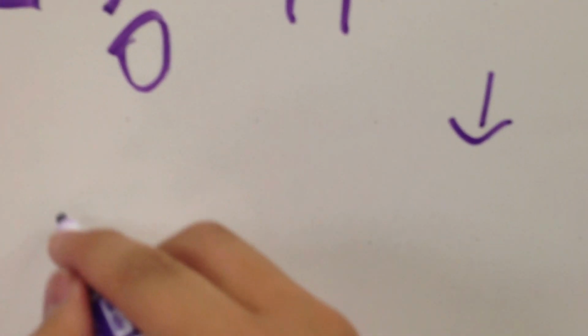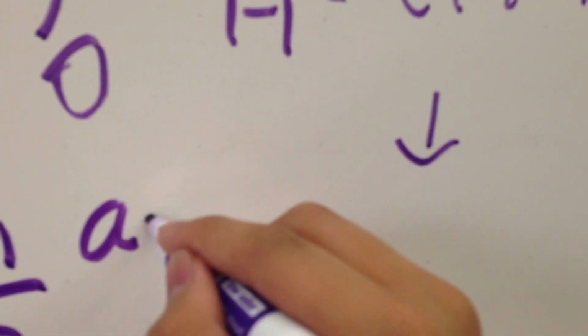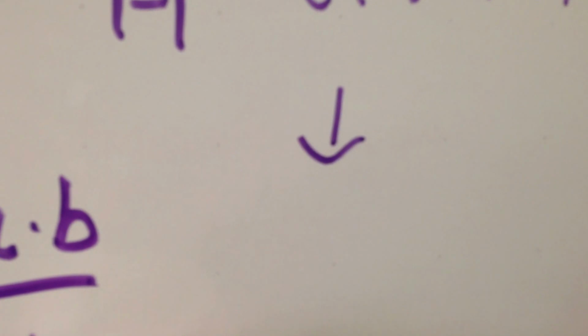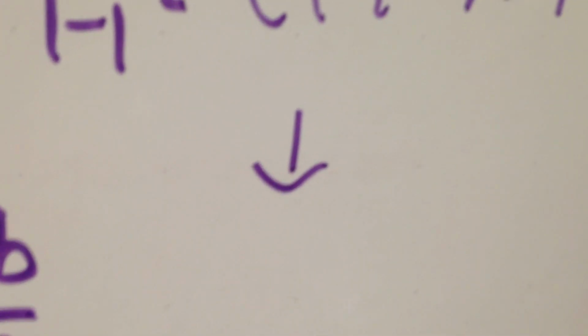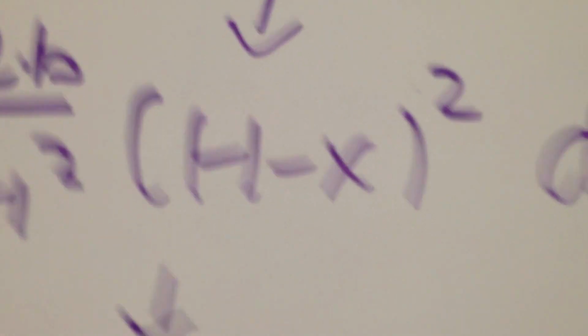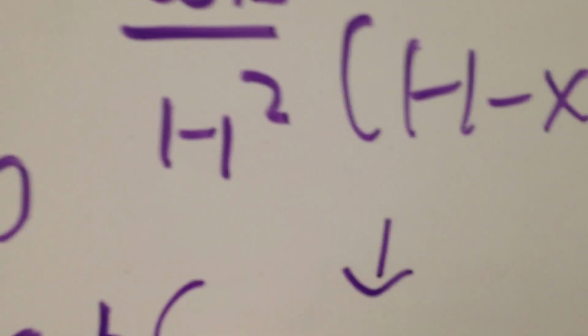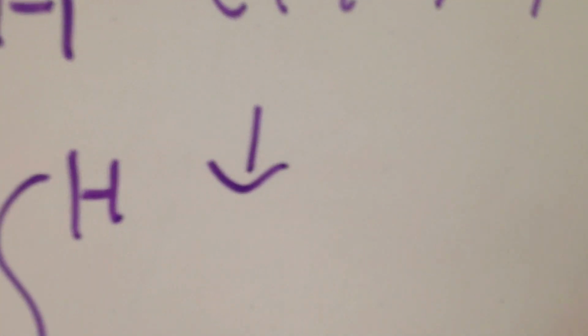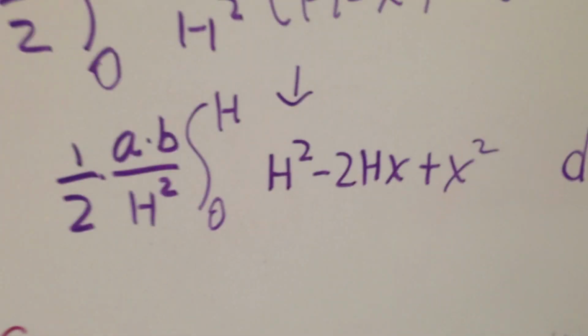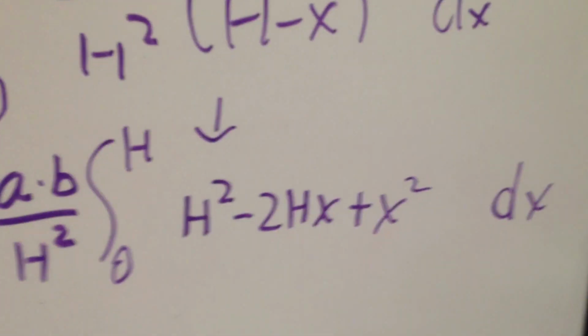And now let's simplify it a little bit further. That is just gonna be 1/2 a times b divided by h squared. And what's h minus x squared? For your formula, right? This is the integral from 0 to h. And for your formula, we got h squared minus 2hx plus x squared dx. You should remember by now, just because you learned this in algebra. And now let's take the integral of this.